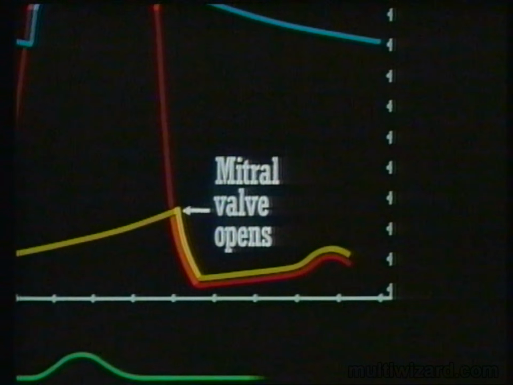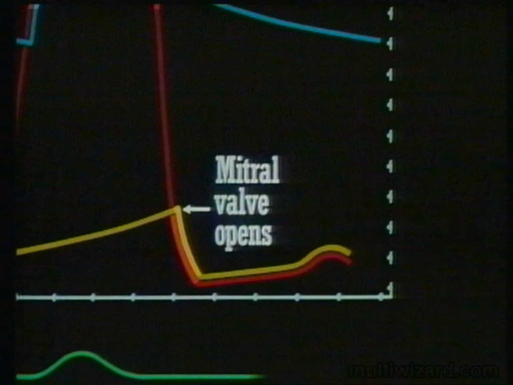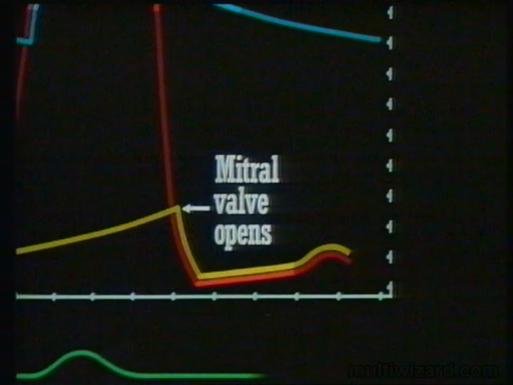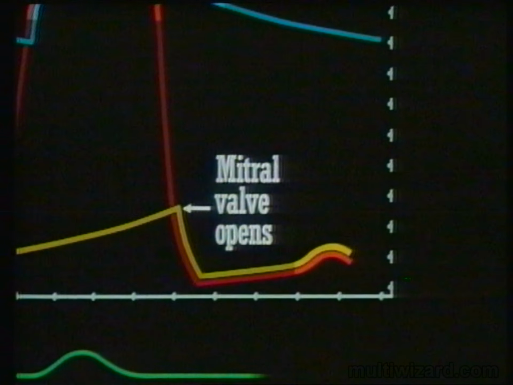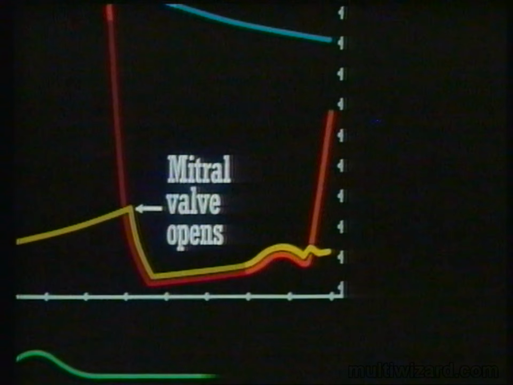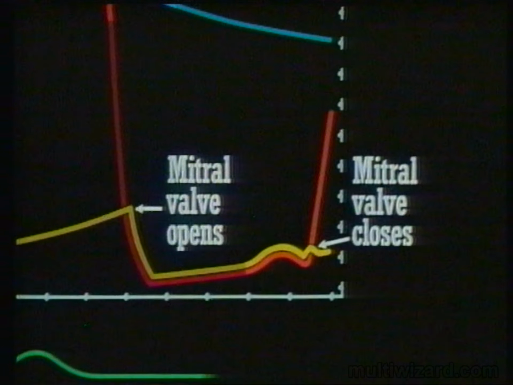Rapid filling occurs initially, and in the normal heart, some 70% of ventricular filling occurs in this initial phase. During the slow passive rise in atrial and ventricular pressure, some 10% of filling occurs, and with atrial contraction, the final 20% occurs. The filling phase ends when the ventricular pressure rise results in closure of the mitral valve.